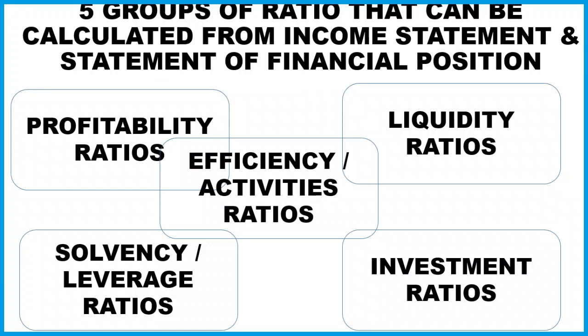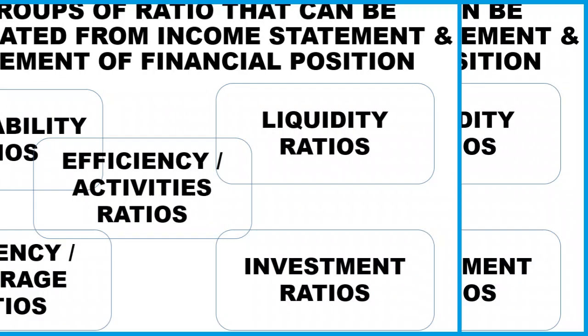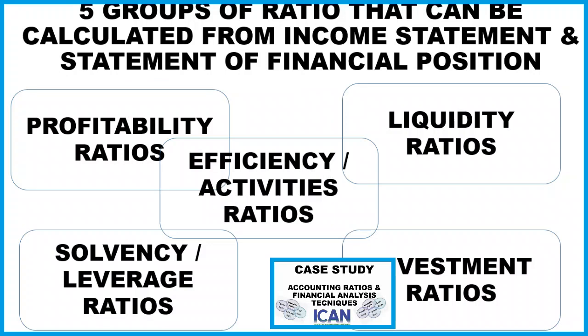So from GJ's Associate Channel, next we meet will be calculating, starting from profitability ratio. We'll be looking at return on capital employed, return on equity. We'll be looking at gross profit margin. We'll be looking at net profit margin, among many other ratios that we'll be calculating.